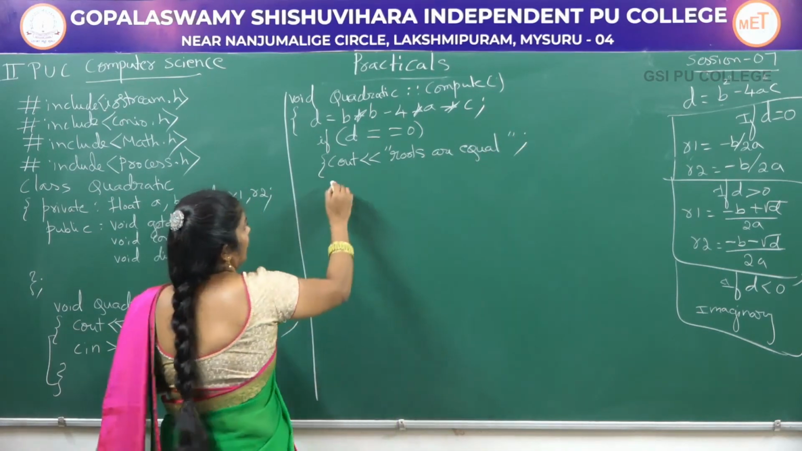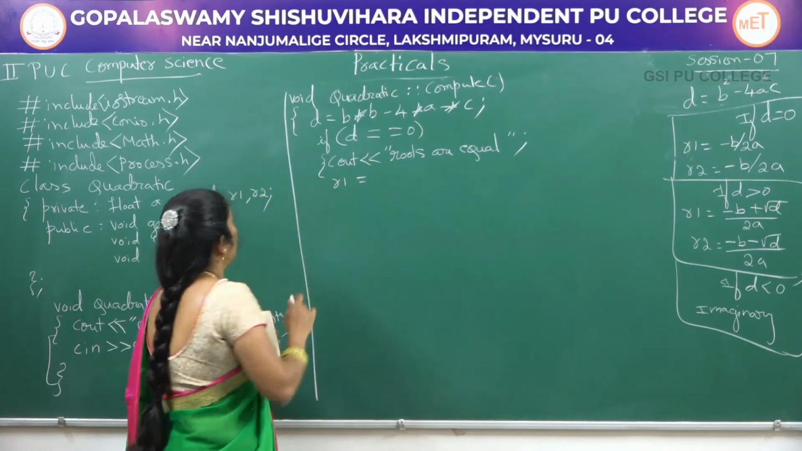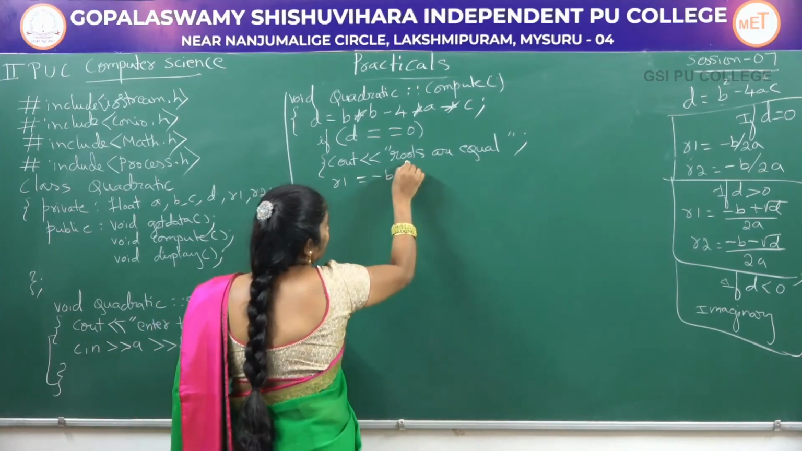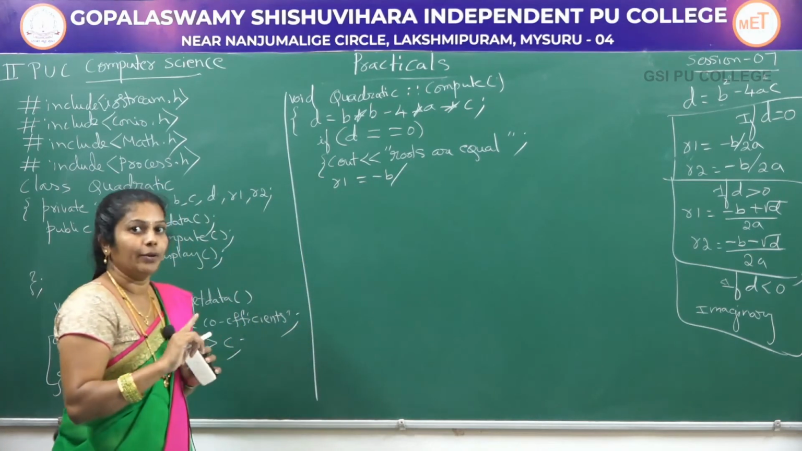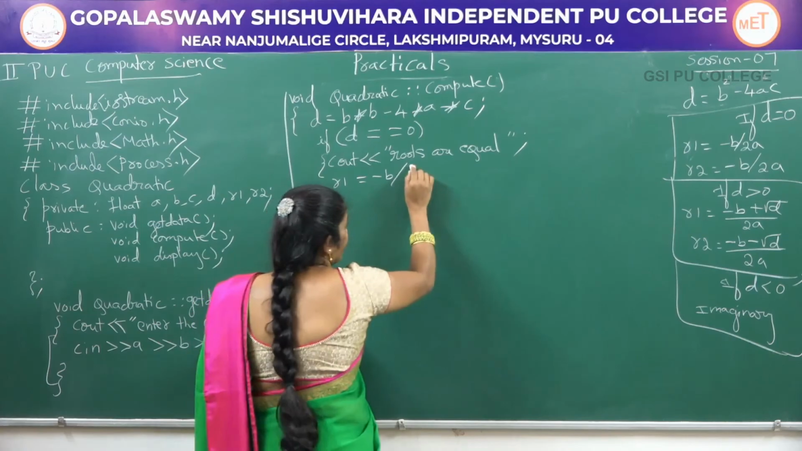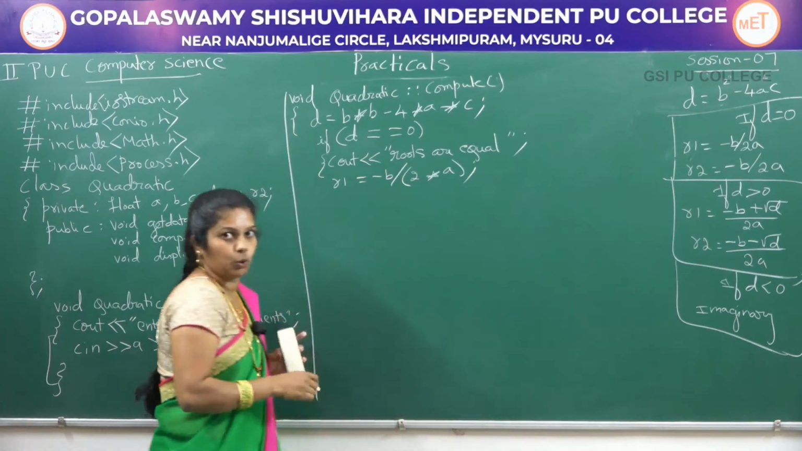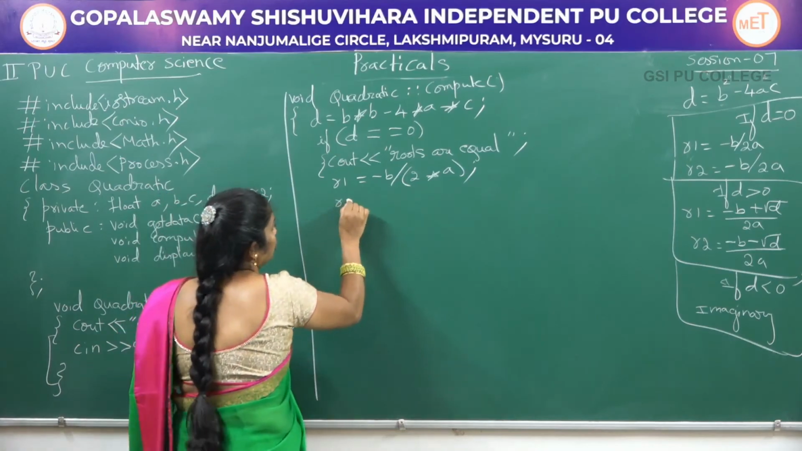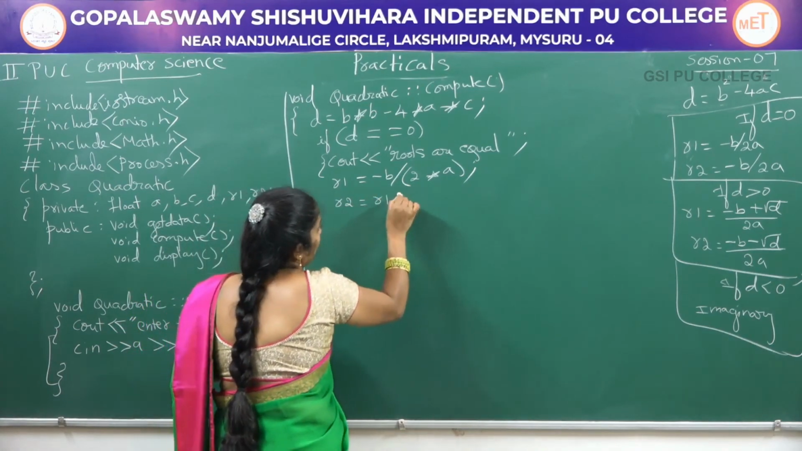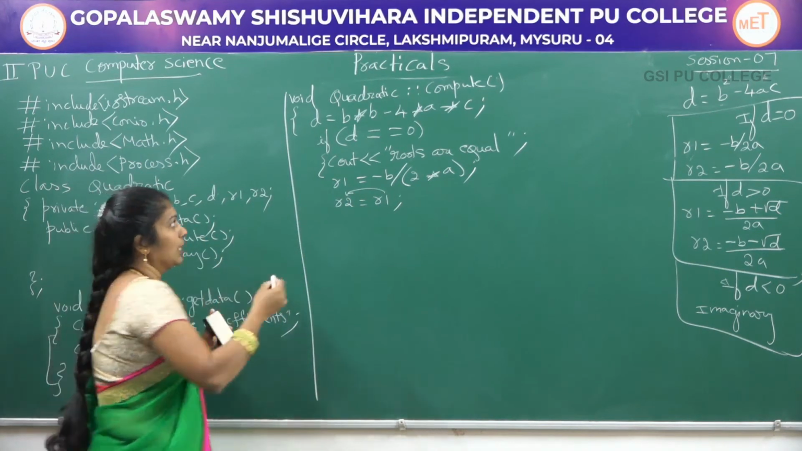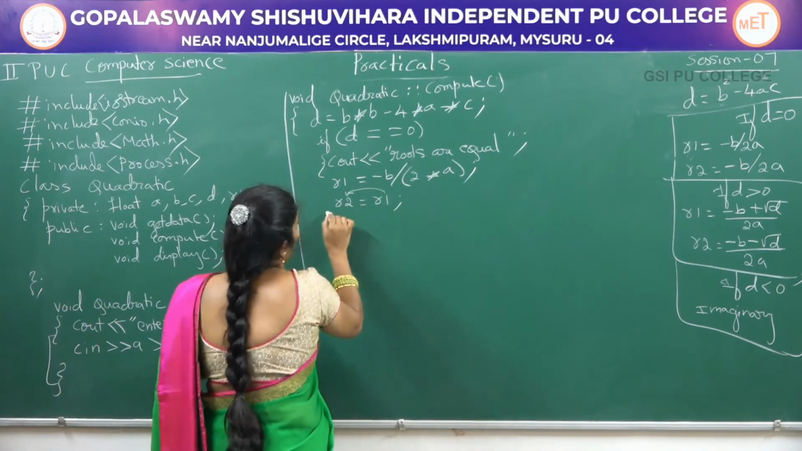Then find the formula of R1 as well as R2. R1, what is the formula to find root 1? That is minus b divided by 2 into a. That's why here open the bracket, 2 into a. This is the root 1 formula. What about the root 2 formula? Root 2 equals root 1. The root 1 value goes to root 2 here. Then both are the same, that is, roots are equal.